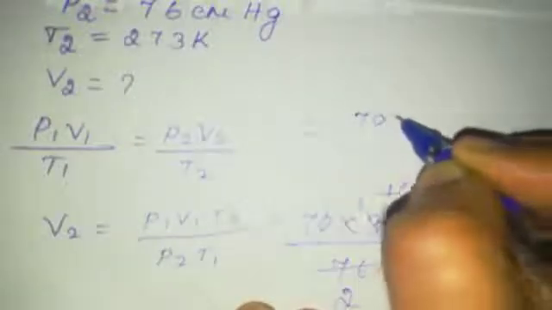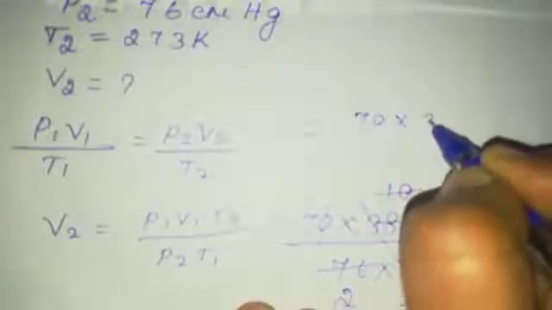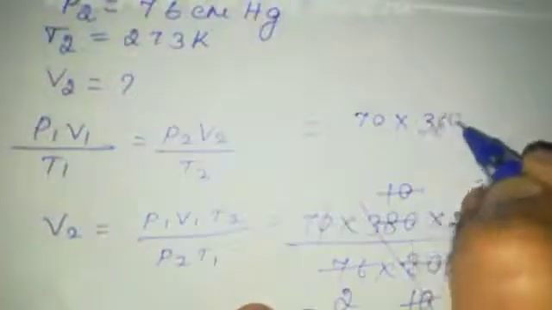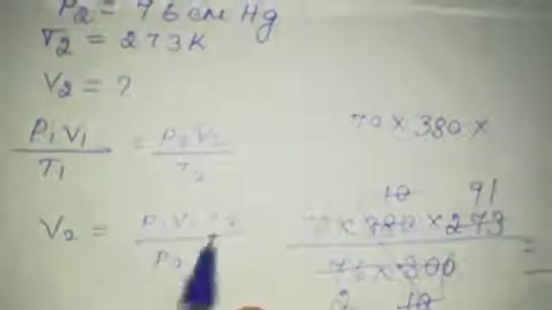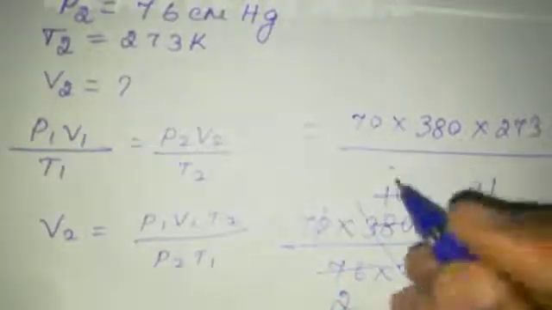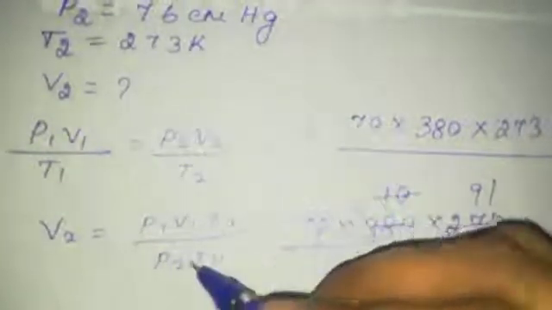The value is going to be 70. The calculation has gone wrong here. You are going to multiply with your V1 value, which is 380. So you are getting 380 into T2 value, which is 273, then divided by P2. Your P2 value is 76. So write 76 into T1 temperature, which is 300.